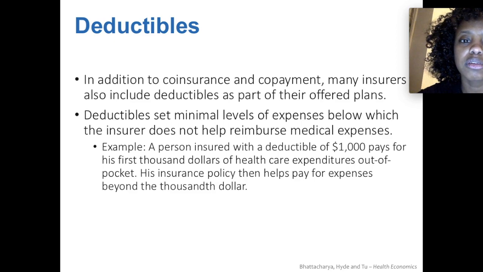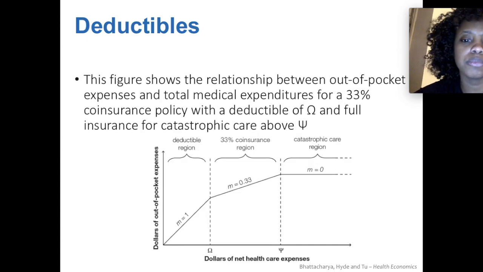Deductibles are another kind of tool that insurers can use. It's where you have to pay the full price up until a certain amount. Let's say you have a $1,000 deductible. You pay the first $1,000 of healthcare expenditures out of pocket directly to whoever it is that you see, or the pharmacy. Then the insurance policy kicks in after that $1,000.